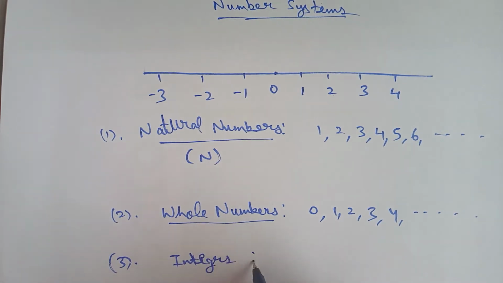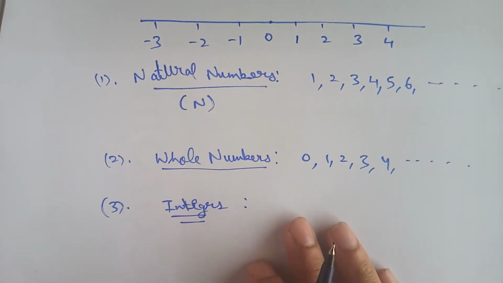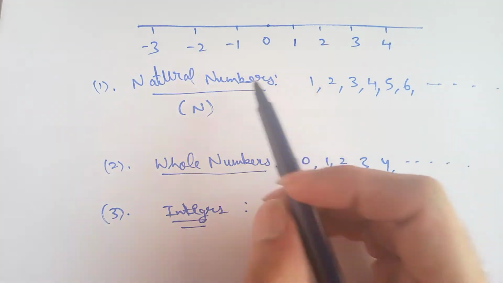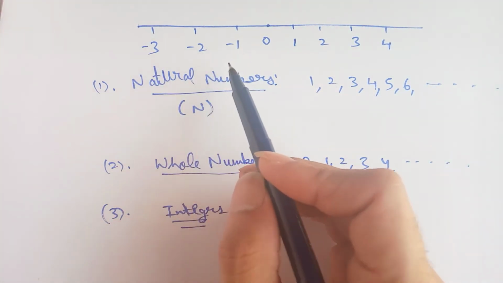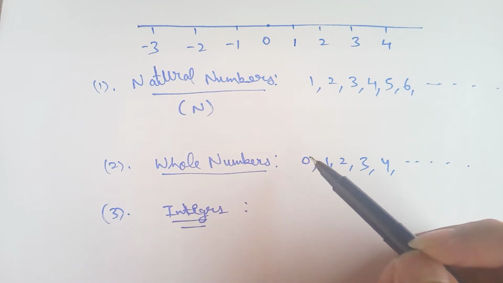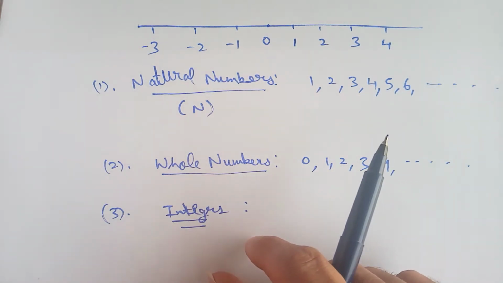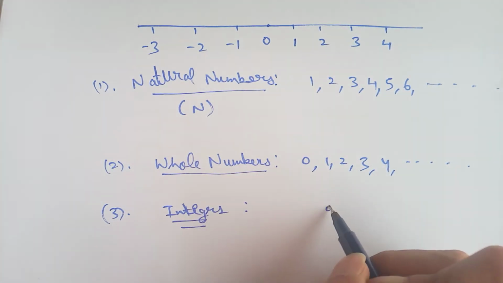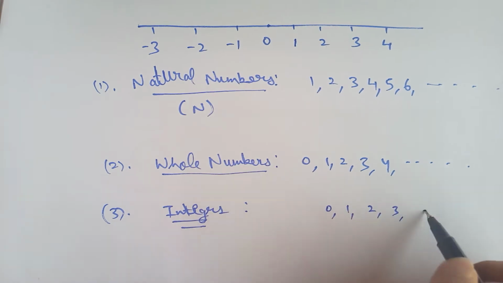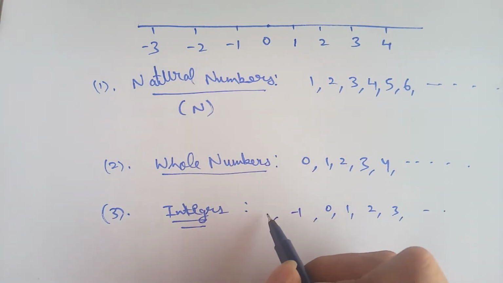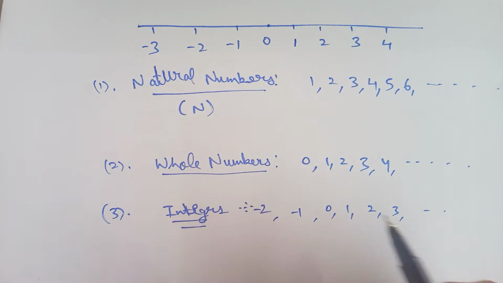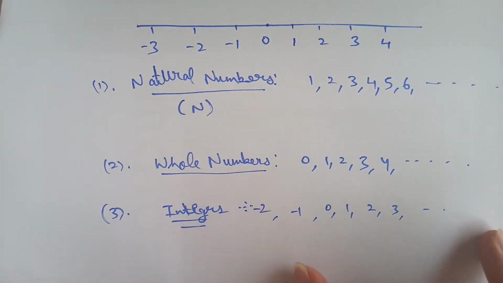integers. Now if I add all these negative numbers to the list of whole numbers, then that list becomes a list of integers. So 0, 1, 2, 3, and so on, and here -1, -2, and so on. All these numbers are collectively called the integers.